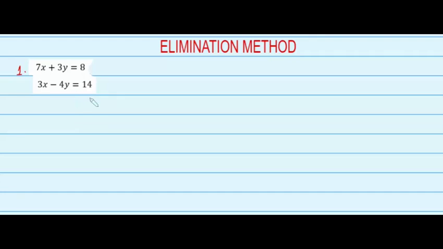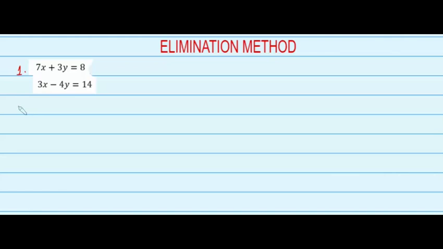Okay, so the first method to solve linear equations is the elimination method. Elimination method means we have to eliminate either x or y. To eliminate x, we have to equate the coefficients of x, and if we wish to eliminate y, then we have to equate the coefficients of y, right? So the first step is to equate the coefficient of either x or y.